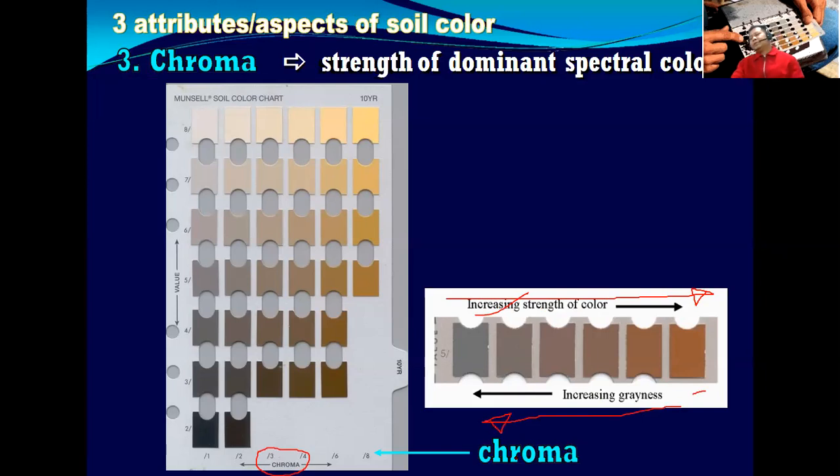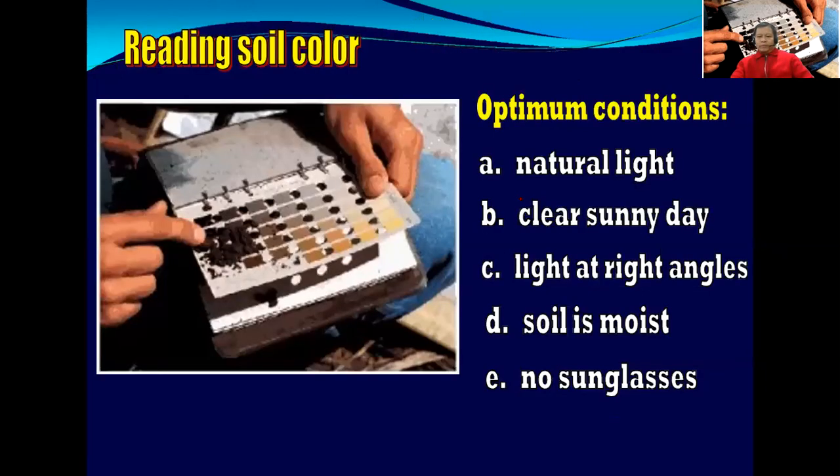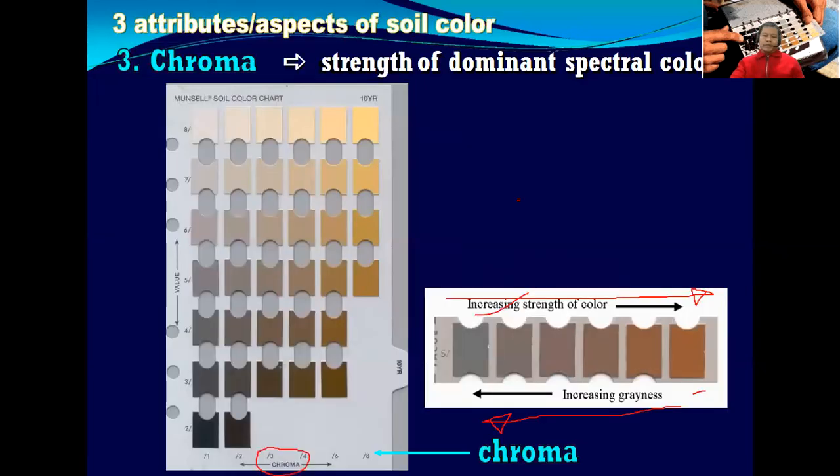So now, if you are to summarize, there are three attributes of soil color. We have the hue, the value, and the chroma. Hue is in the upper right corner. The value is on the left side, and the chroma is on the bottom side of the Munsell soil color chart, ply or leaf.